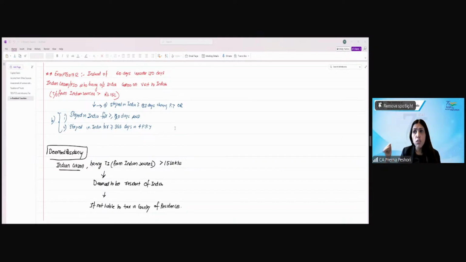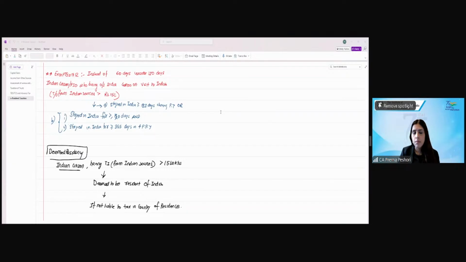Having the total income from the Indian sources. We are not talking about the global income. How can you tax the global income? How can you consider the global income when you have not even considered whether this person is a resident or non-resident, right? So we are only talking about the total income from the Indian sources. If it is more than 15 lakhs and I'm not liable to tax in the country where I'm residing at this moment, what do I mean by that? What do we understand by that?